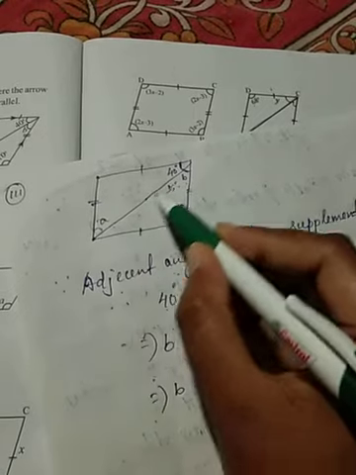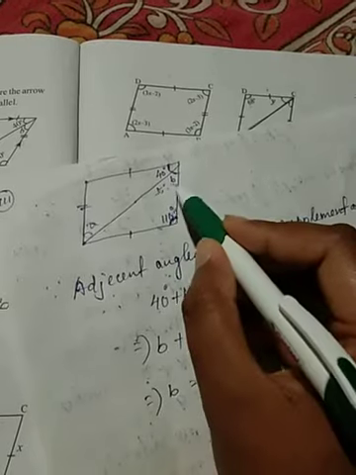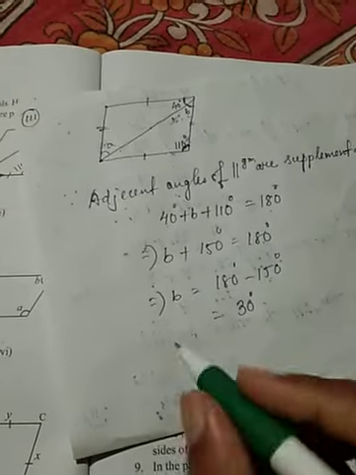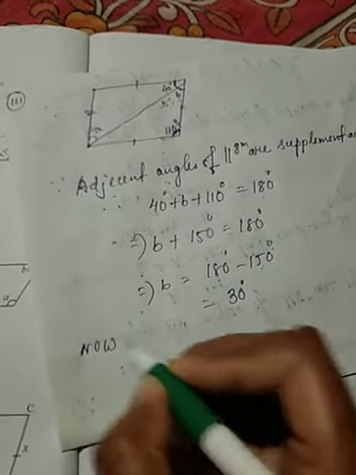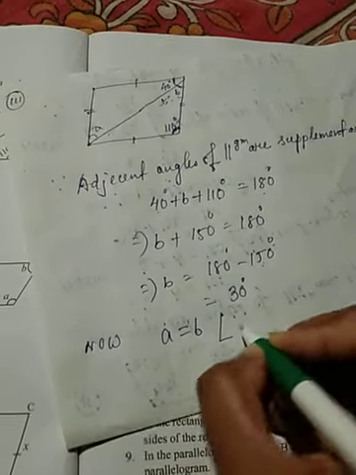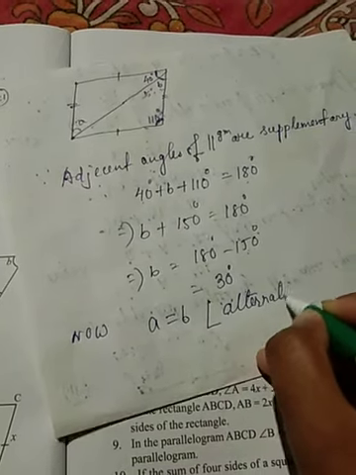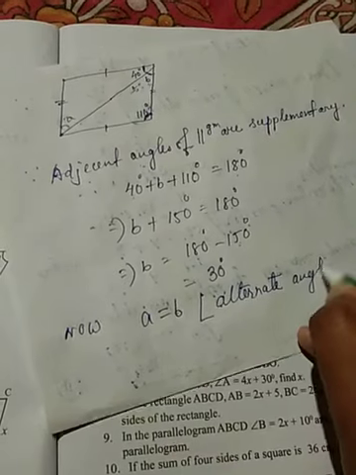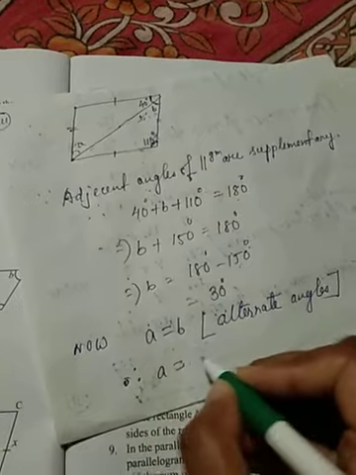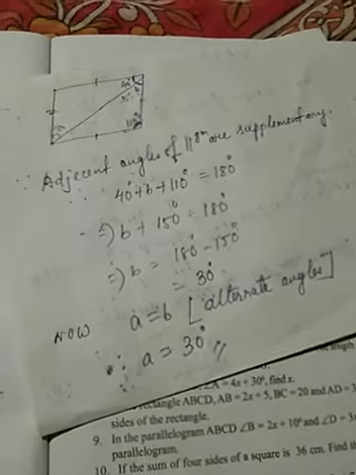Now see, this is the transversal and this angle is equal to this angle because they are alternate angles, and alternate angles are always equal. Now A equals B. Why A equals B? Since alternate angles are always equal. Therefore angle A equals 30 degrees. We find the angle A also 30 degrees.